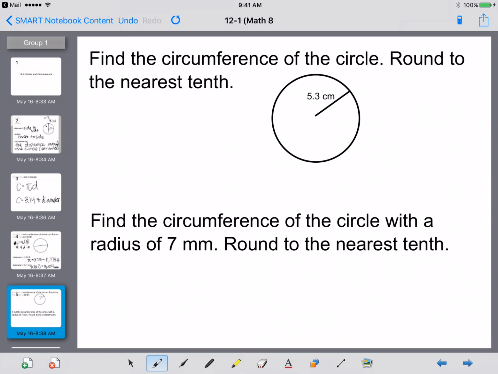Now it wants us to find the circumference of the circle and round to the nearest tenth. But we're not given a diameter. But what we do know is our radius is half of the diameter. So the radius times 2 times pi, right? Because the radius times 2 is the same thing as the diameter. Or you'll often see 2 pi r.